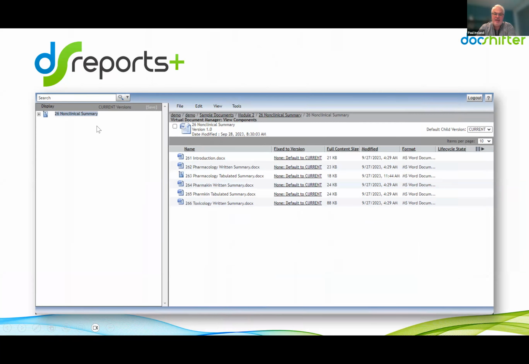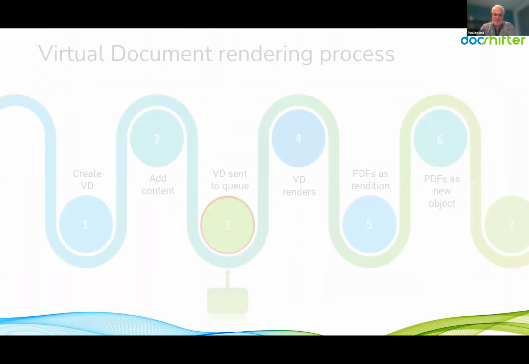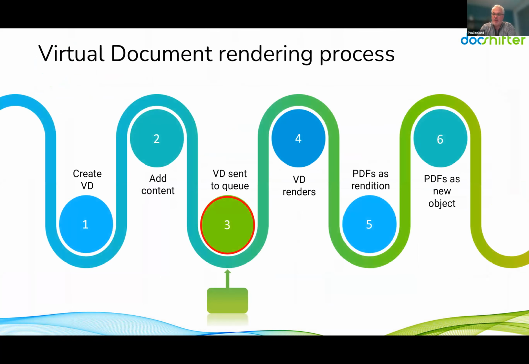So in this case, I just have a simple virtual document with just 6 documents included within it, all at the same level. They're all Word documents in this case, but they could be a mixture of Word, Excel, any of the file formats supported, image-based, could be a mixture of all of them. In this case, I've just got 6 Word documents just for simplicity. That's the first step, obviously creating that virtual document.